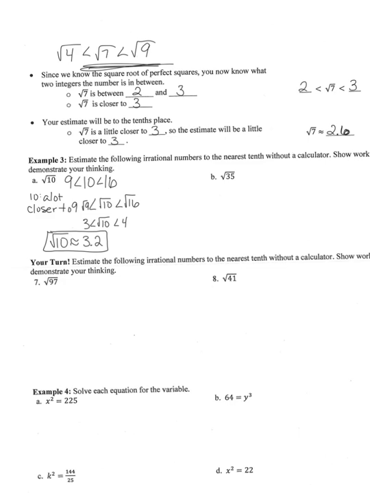So again, we're going to look at our list of our perfect squares. So in my list of perfect squares, I've got 25 and 36. So 25 and 36. Now right here, just looking at it, we can see that 35 is much closer to 36 than it is to 25.